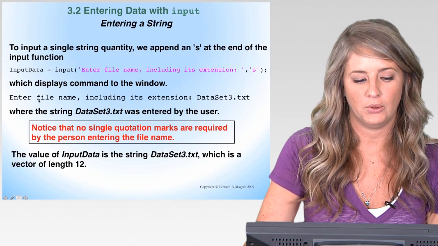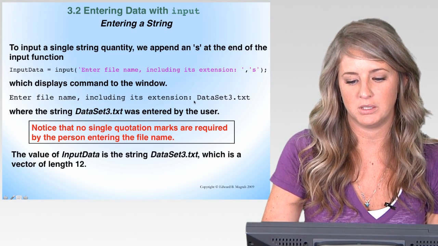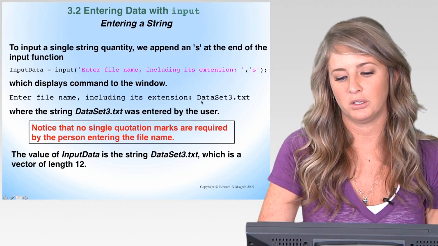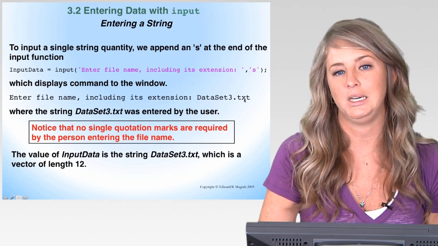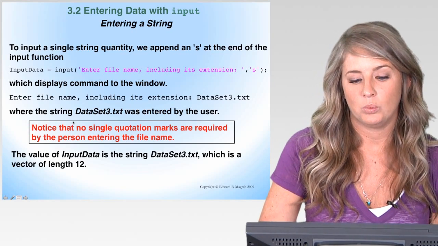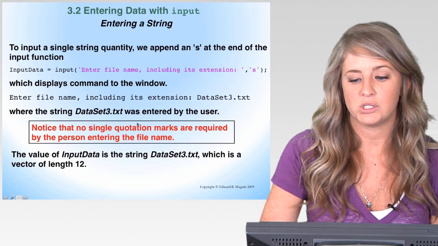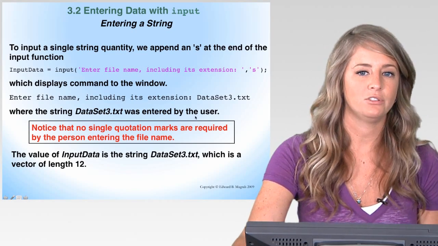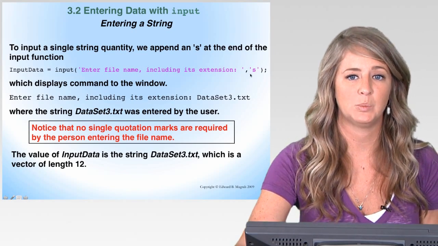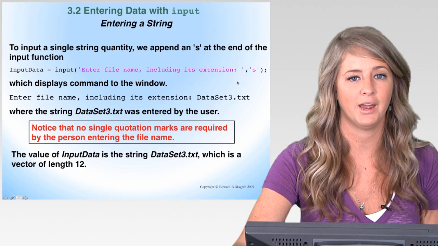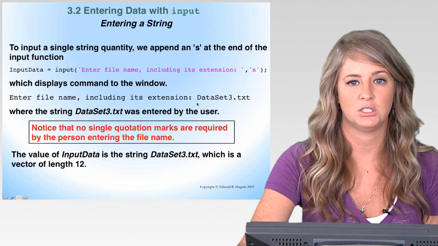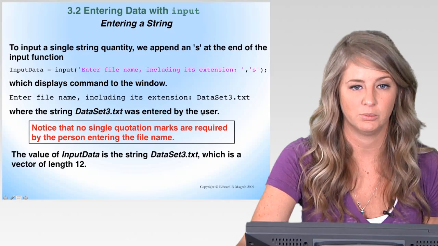So for example, this here is what it will display to the command window, and then the user could enter something like dataset3.txt. And what you'll notice here is that even though it's a string, the user didn't have to use single quotation marks, and that's because we used this syntax here, so that all they had to do was enter dataset3.txt.